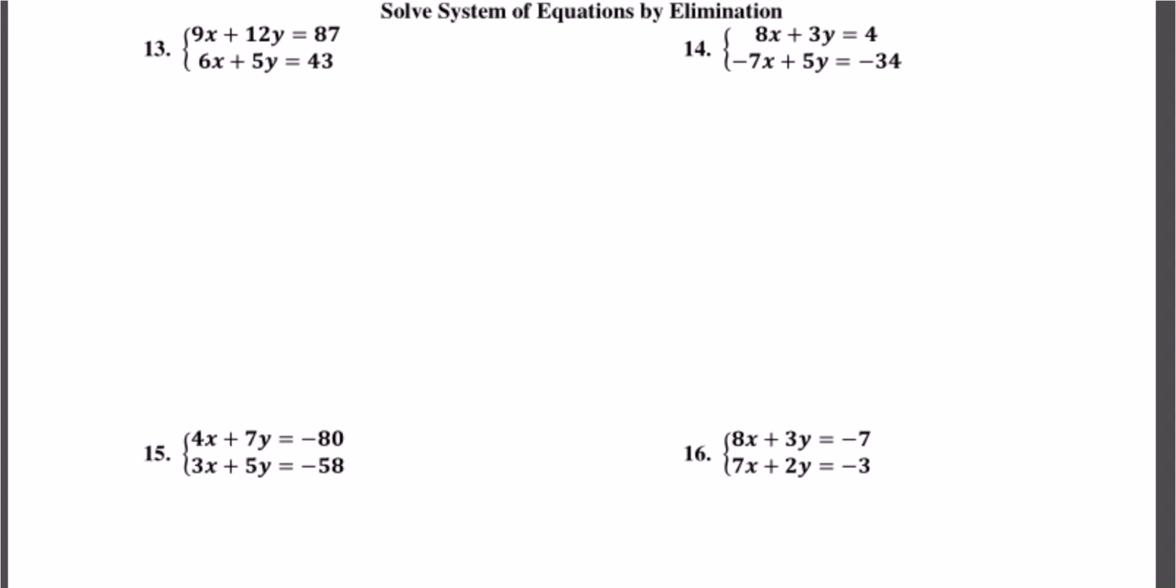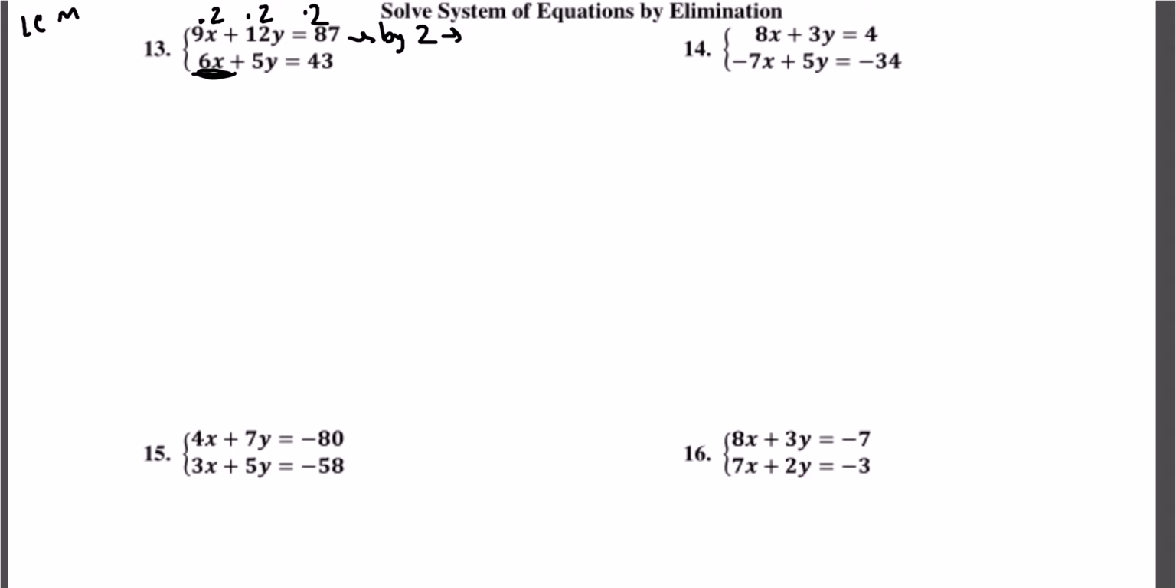Alright, the last page is very similar, except now I have to multiply the top and the bottom by a different number. A lot of times we're going to use the least common multiple, and I'll do that in 13. So I'll look at 13, and I'm going to use the x's. I want the x's to go away. I'm going to multiply the top by 2. So I'm going to take the top and multiply everything by 2.